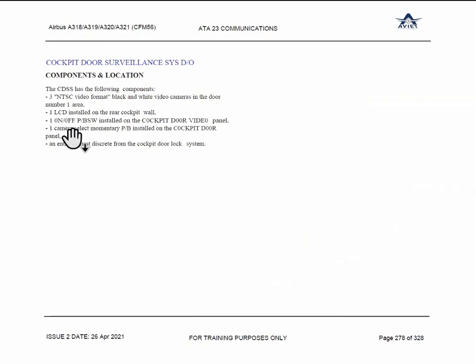So in the system, you have one LCD camera inside, 3 cameras, an on-off switch for the cockpit door video, and 1 camera selected momentary push button switch installed on the cockpit door. Entry request signal: entry request discrete from the cockpit door lock system.